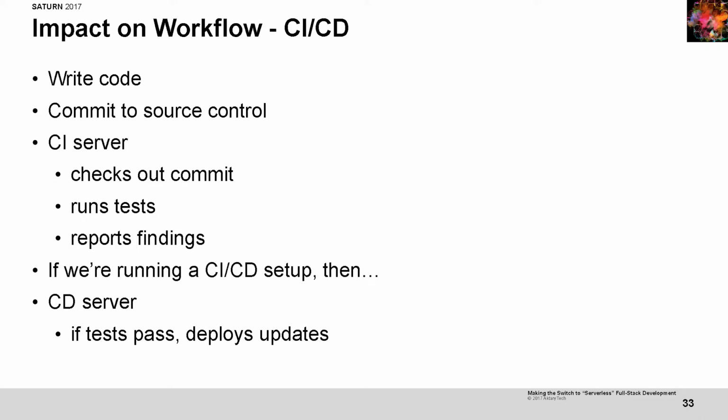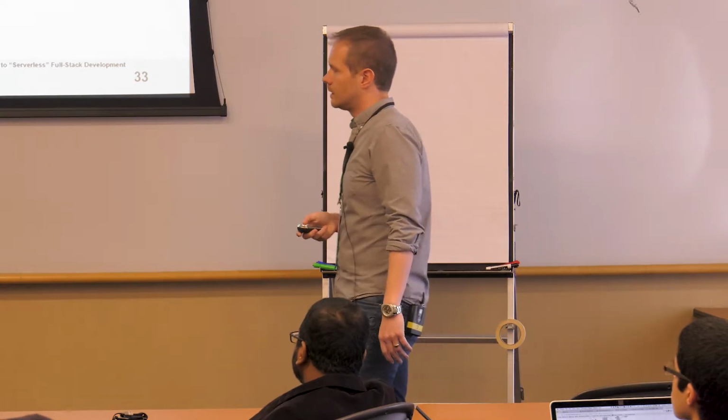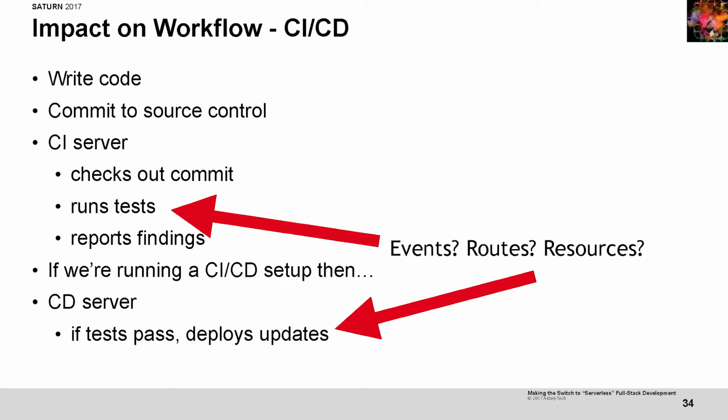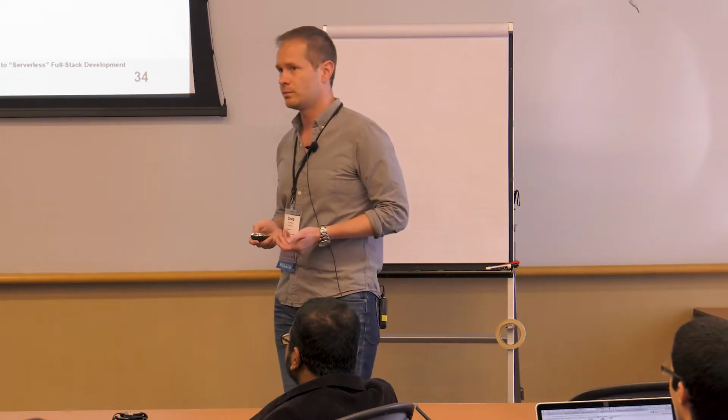So if we look at the old world way of doing things, which kind of touches on your question, you write code, you commit to source control. If you've got a CI server, it notices that check-in, pulls it out, runs the tests. Everybody here should know the routine, right? This is typical basic DevOps in the old world. But you have these new things that are relevant to the serverless infrastructure: events and the different routes that need to be set up, as well as the resources that are used. So how do you deal with that?